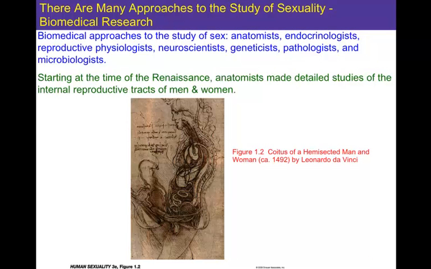Now, as you can see from the note above, biomedical approaches to the study of sex involve anatomists, endocrinologists, reproductive physiologists, neuroscientists, geneticists, pathologists, and microbiologists. So lots and lots of different scientists are interested in and have studied human reproduction.